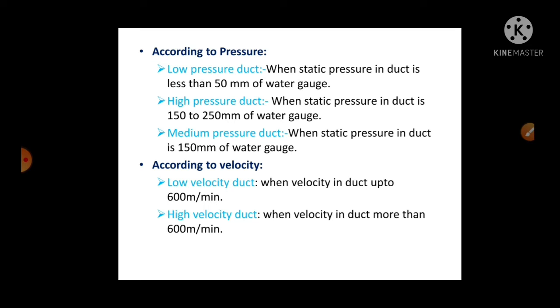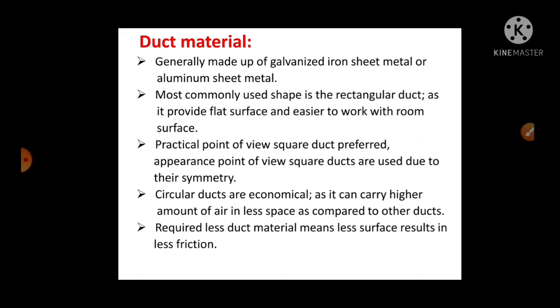According to velocity of the air which the duct carries, there is low velocity duct, when velocity in duct is up to 60 meter per minute. When the velocity of the air flowing through the duct is more than 600 meter per minute, then it is a high velocity duct. Now we can see what the duct material is.